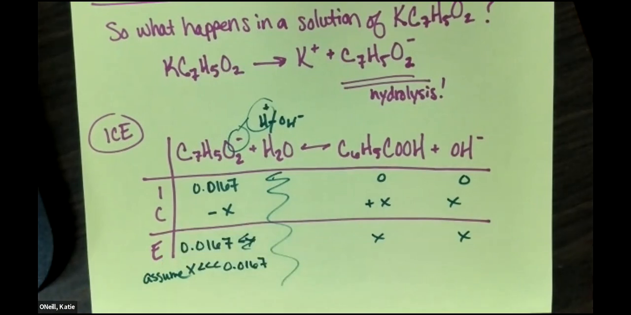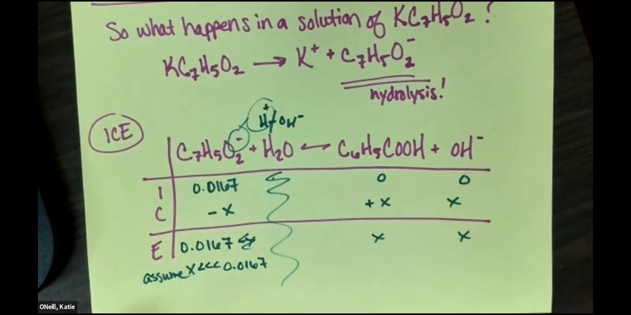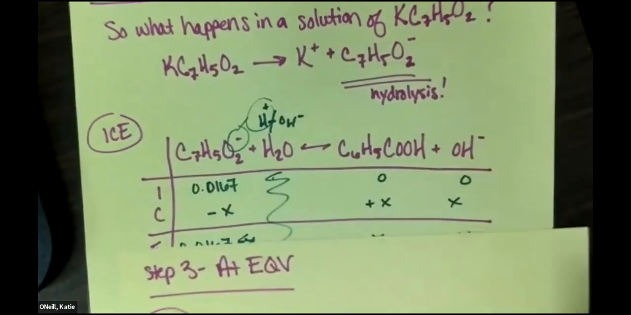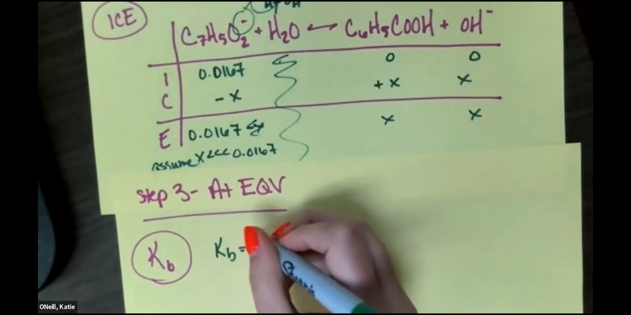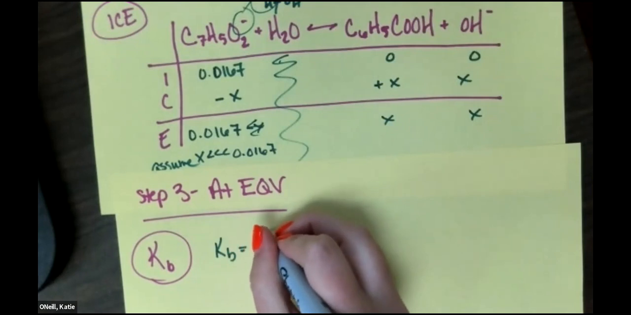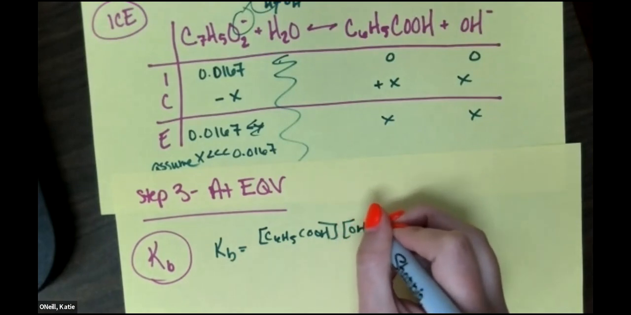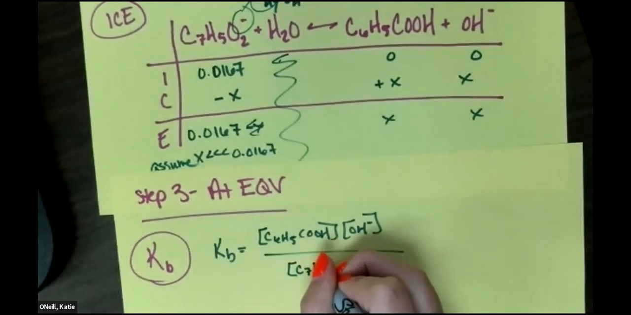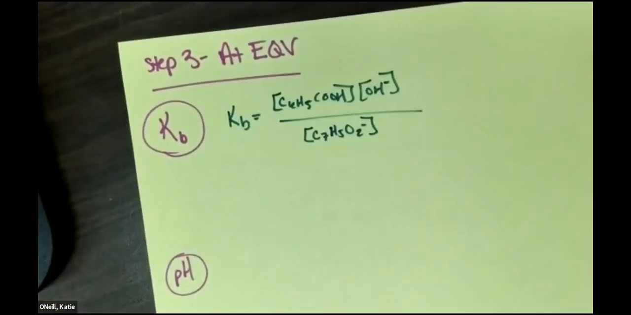So now we can write our K expression, but it's not Ka, because we're forming a basic solution. So what we're going to actually write would be Kb. But of course, it's still an equilibrium expression. So it's just Kb equals the products, C6H5COOH and OH- over the reactant, leaving out the water, C7H5O2-. That's our Kb expression. Now there's a problem.